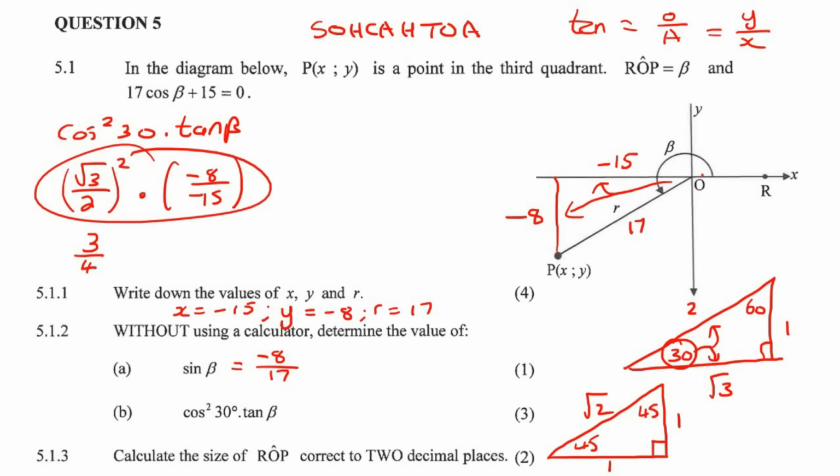Just don't go type in all of this in the calculator in one step, because then it looks a bit suspicious. So 3 over 4. And then these two negatives should cancel out. So that's 8 over 15. And then you can go multiply these two things together.